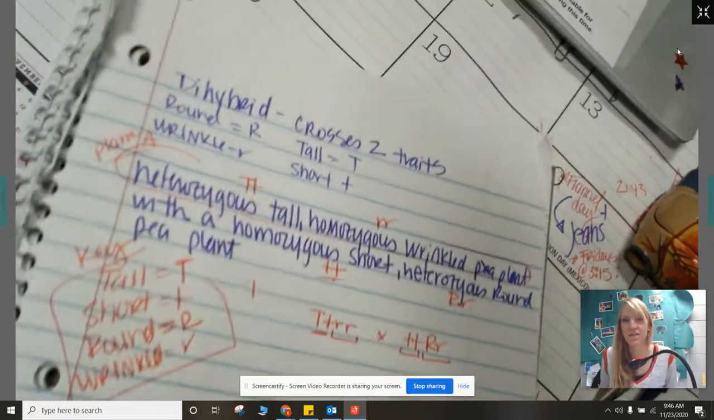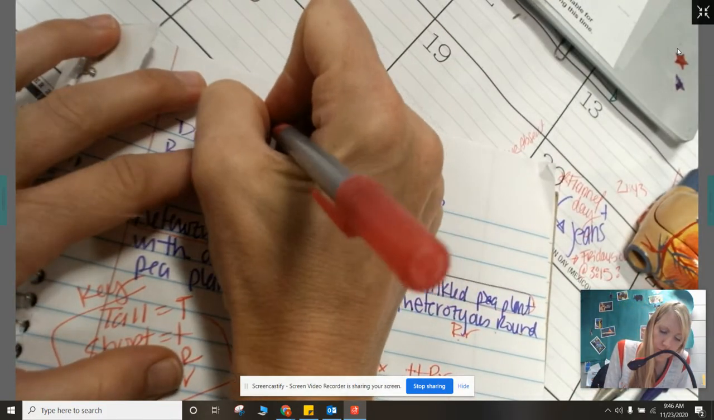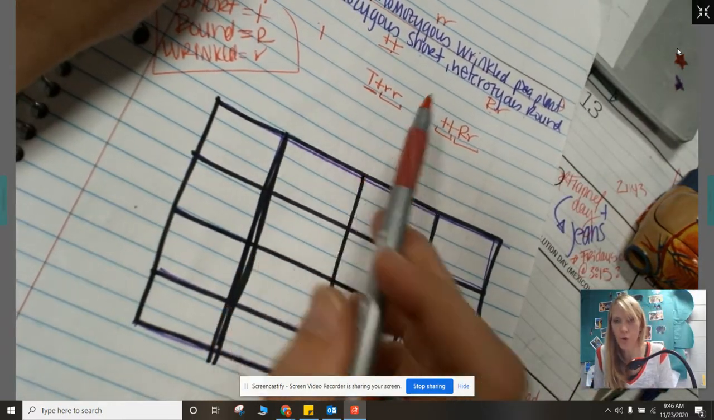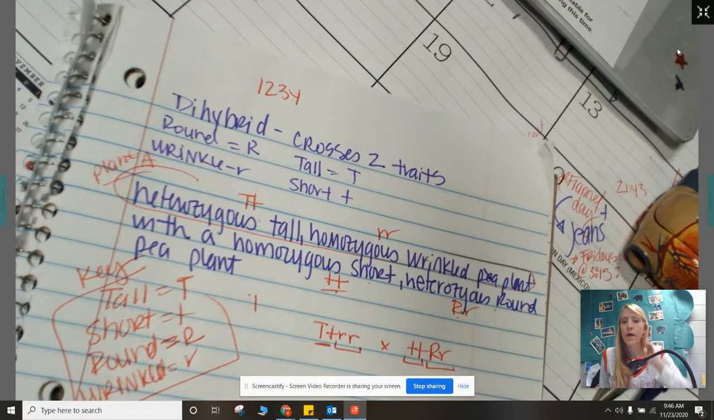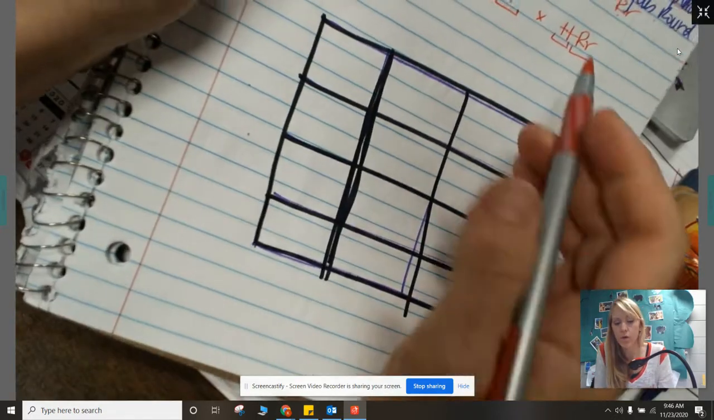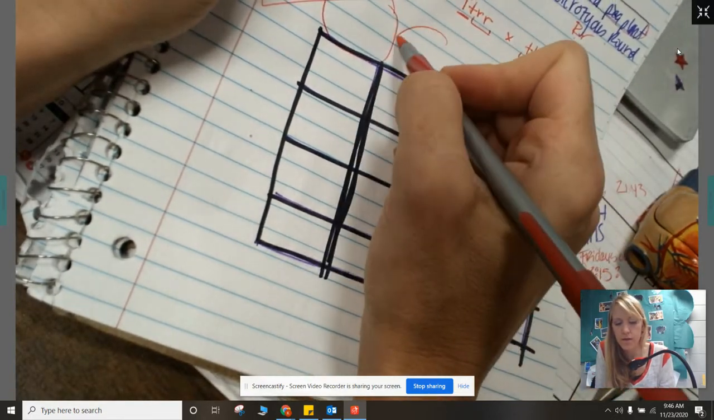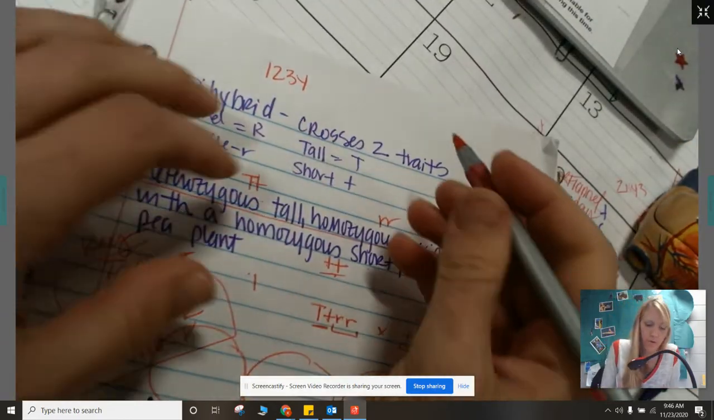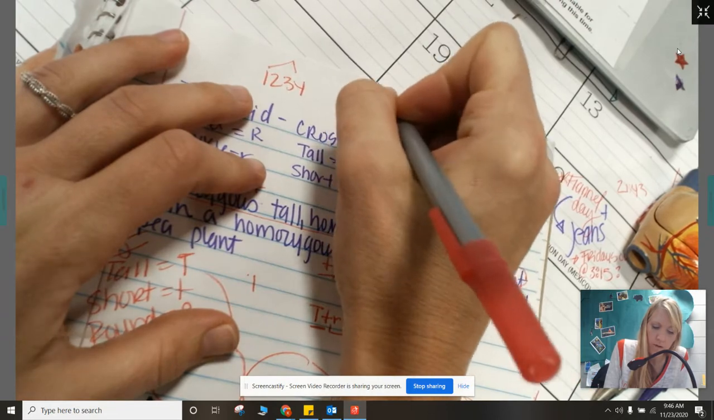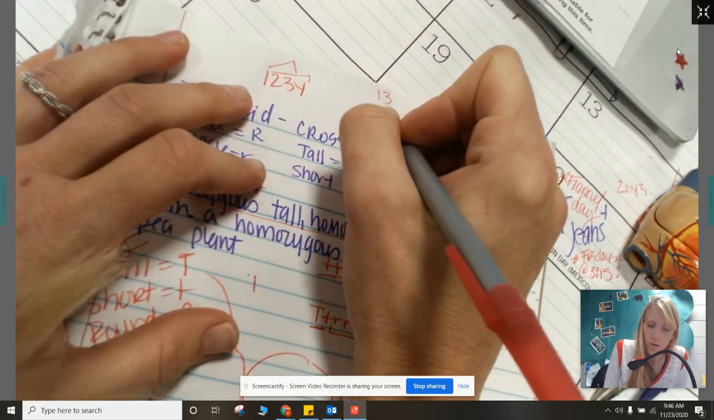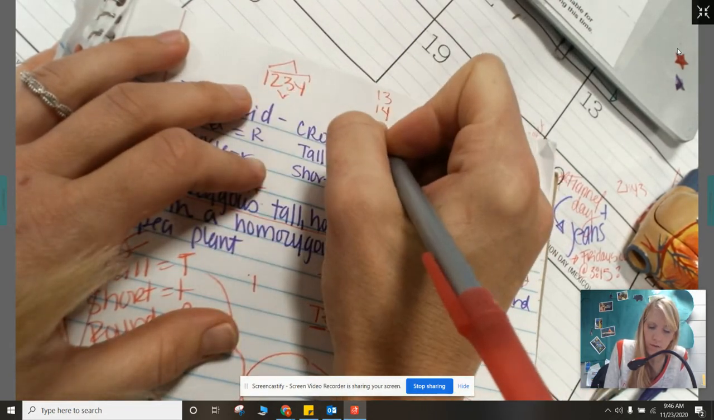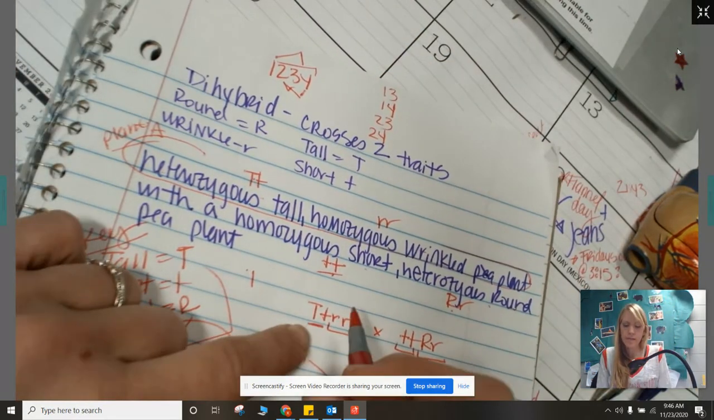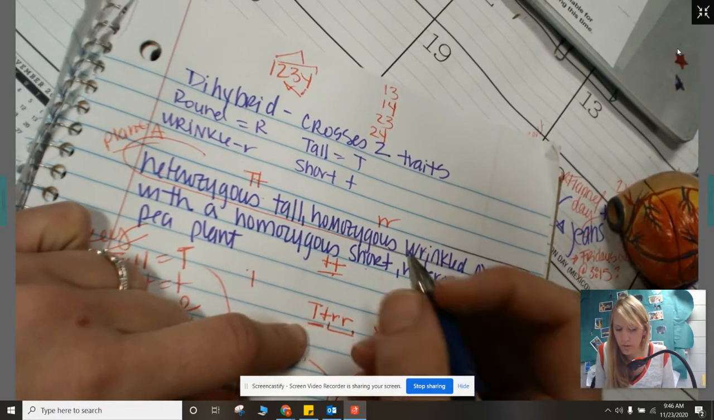So now, what do we do with these 16 boxes? It's a FOIL. Okay, so this is how I show kids how to FOIL. Write the numbers 1, 2, 3, 4. There's four alleles. Okay, so how do you do this? How do I figure out what goes in each gamete? So you go 1 with 3, 1 with 4, 2 with 3, 2 with 4. You're like, how is it helpful? Well, number each one.